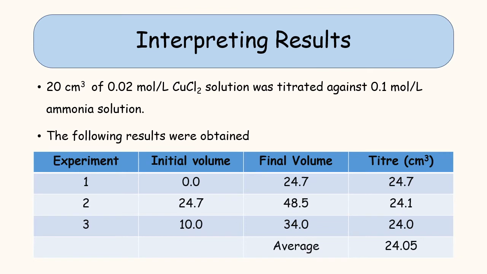So when we do it, we look at the results that are concordant. Those are experiments 2 and 3, and we work out that the average titre, the average volume of ammonia solution, was 24.05. Then what we can do with this information is work out the moles of copper and the moles of ammonia so that we can work out how many ammonia molecules are being bonded to the copper.